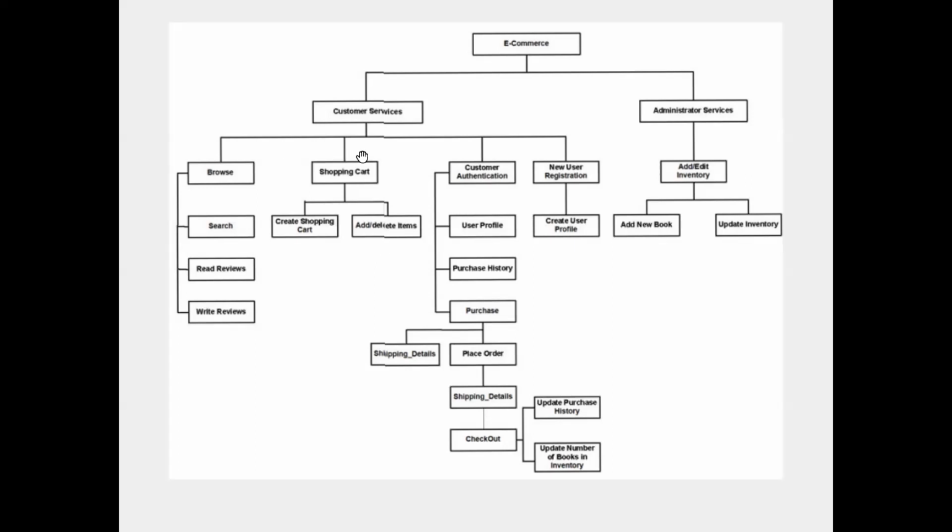Now, since this is buying and selling, you have to have customer authentication. So for each of the customers, we have to have user profiles. We have to keep track of their purchase histories. And for each purchase they are making, we want to keep track of their shipping details and the other processes like placing order, shipping details, and the checkout. All this information should be out there. And then the final one, new user registration, where you can create the user profile. So as you can see, this is a very detailed description of the processes in a particular information system.